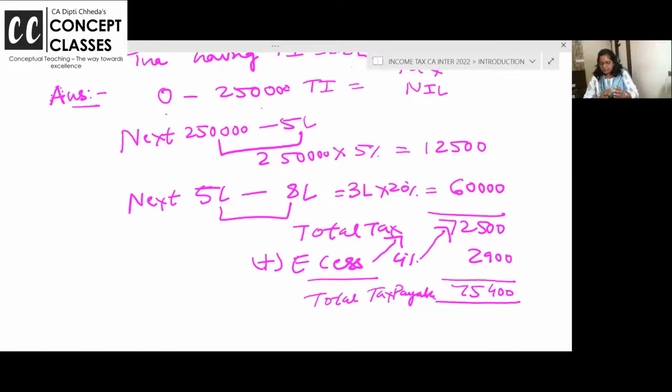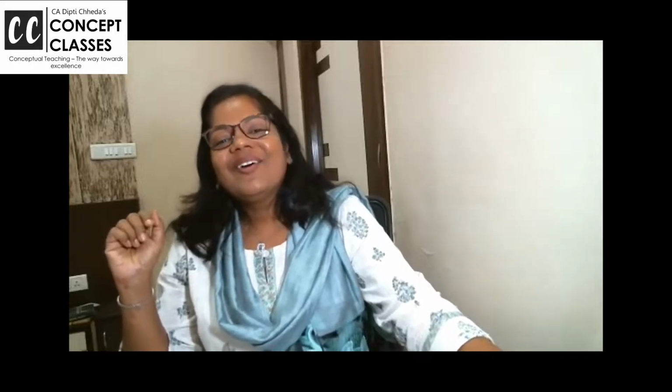Excuse me, ma'am, one small note. Yeah, please ask. But not related to this problem, madam. It is related to slab rates, madam. Ma'am, for example, it is a partnership firm, ma'am, consisting of two partners. One is of 60 years age and one is above 80 years age, ma'am. What are the slab rates they have to take, madam?